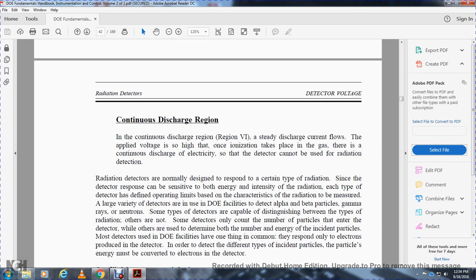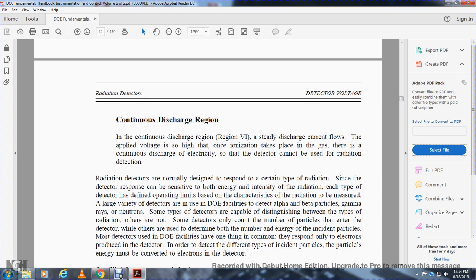Radiation detectors are normally designed to respond to a certain type of radiation, and the detector responds and is sensitive to both the energy and intensity of the radiation. These types of detectors are defined by their operating limits, based on the character of the radiation measured. Detectors are used in Department of Energy facilities to detect alpha and beta particles, gamma rays, and neutrons. Some types of detectors are capable of distinguishing between types of radiation, others are not. Some detectors can only count the number of particles entering the detector, while others determine both the number and the energy of the incident particles.